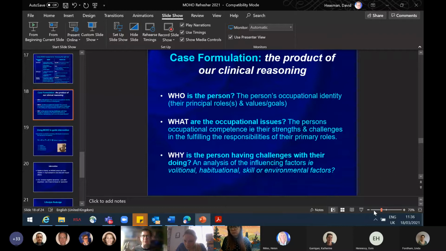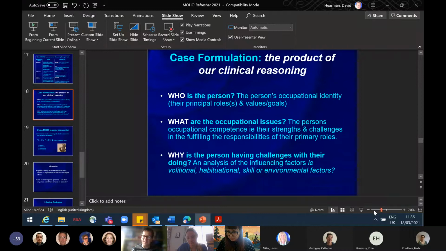MOHO is a systems-based model. So it argues that one part of the system is dynamically interrelated to all the others. It's quite challenging to try and unpick that, but it's worth thinking a bit more dynamically about what you're finding from those assessments.